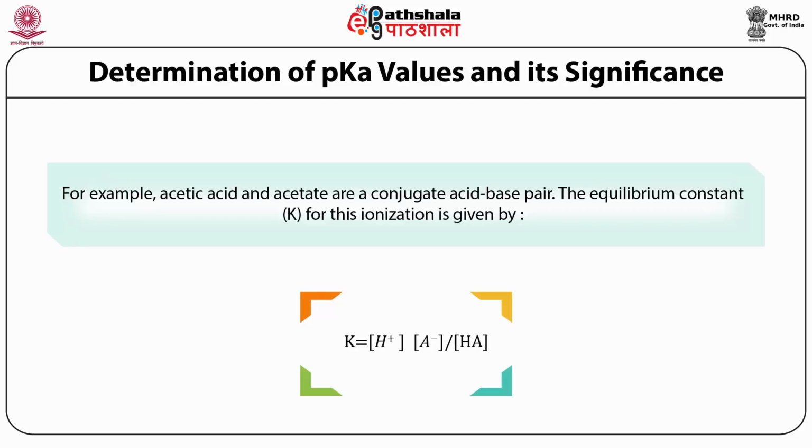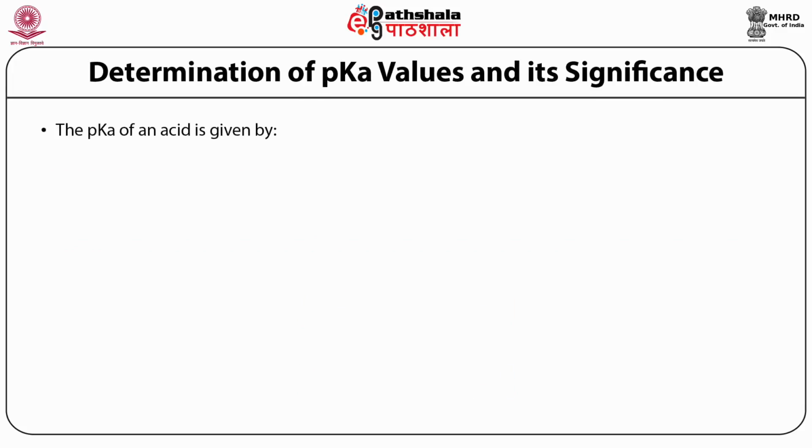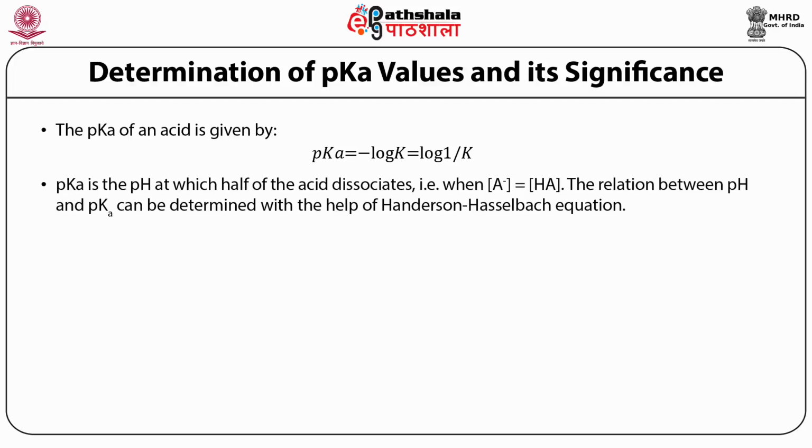The equilibrium constant for this ionization is equal to [H+][A-] divided by [HA], where H+ is the proton, A- is the conjugate base, and HA is the conjugate acid. The pK of an acid is given by pKa equals minus log K, that is, log 1 upon K. So pKa is the pH at which any group is half ionized.